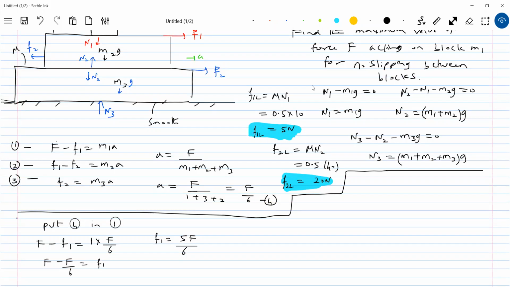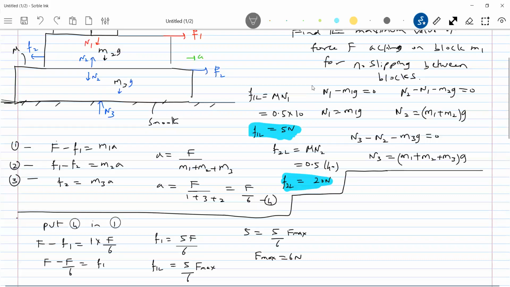So therefore here, this should be when the applied force becomes maximum. Then what about the friction here? It will be F1L. What is F1L equal to? 5 Newton. So this will be 5 is equal to 5 by 6 into F max. So F max I got as 6 Newton. Am I right? I have to check it.